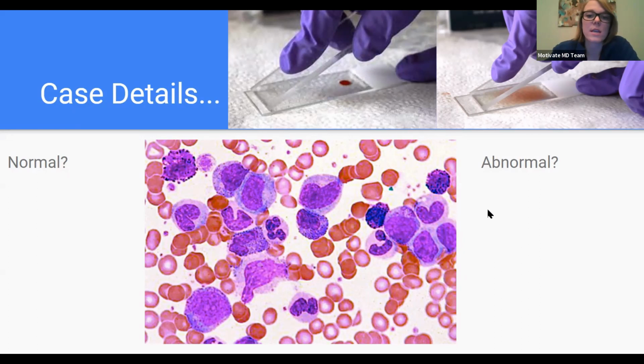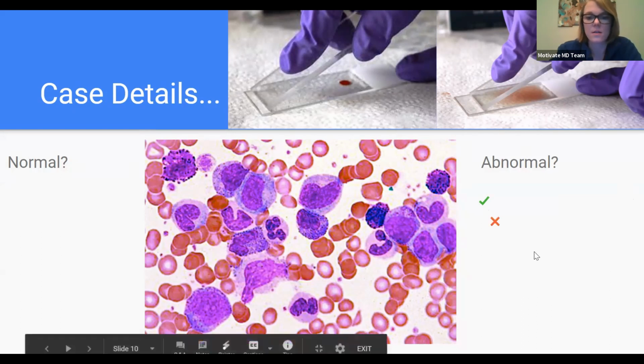So similar to how we did the first 2 questions when we annotated the slide, I would like you guys to indicate to me, is this a normal or is this an abnormal blood smear? Take a few seconds to answer that. All right, we have one answer in there. Good. People are answering in the chat as well. Perfect.